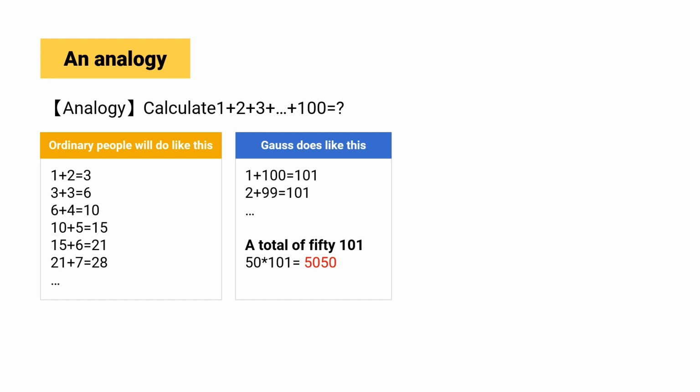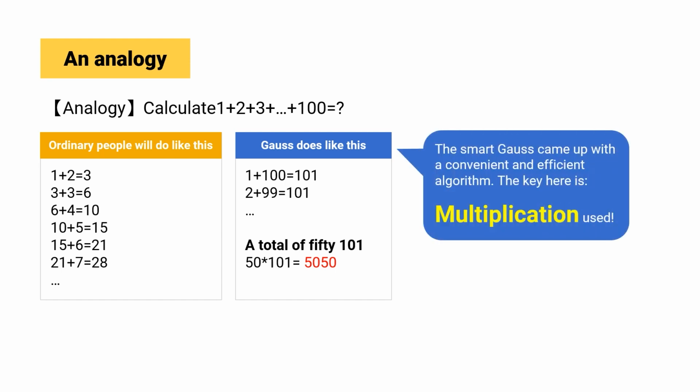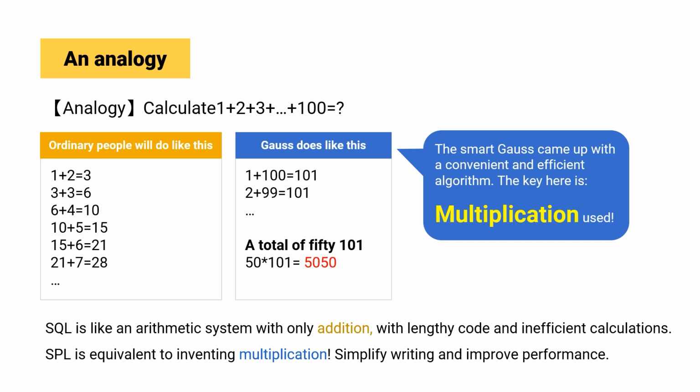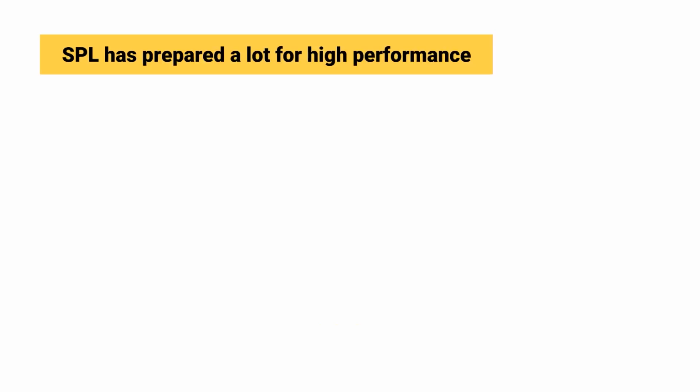After listening to this story, people will feel that Gauss is very smart, but it is easy to overlook another thing, which is that in Gauss' era, people had already invented multiplication. Without multiplication, even if Gauss is smart, he cannot do it that way. SQL is like an arithmetic system with only addition, and the code is lengthy and inefficient in calculation. SPL, on the other hand, is equivalent to inventing multiplication, with simpler writing and higher performance.